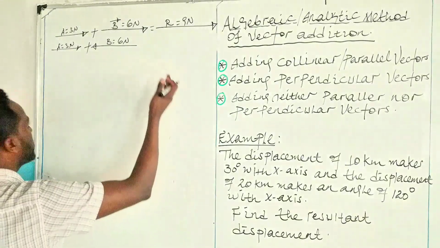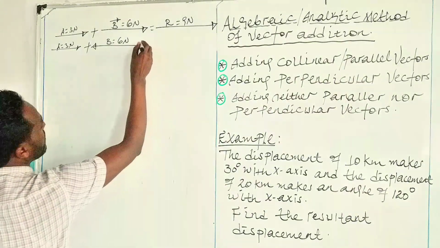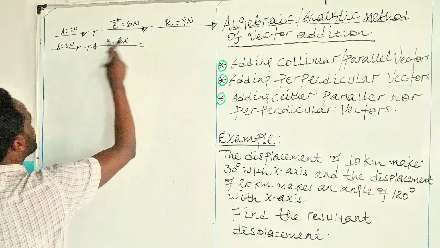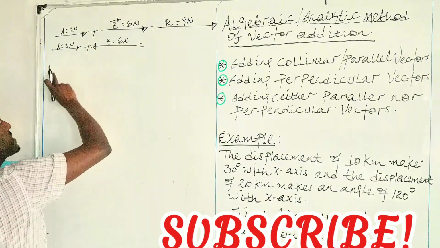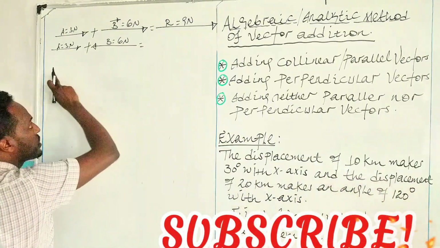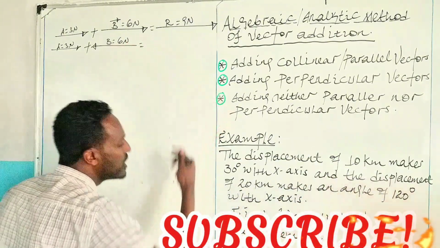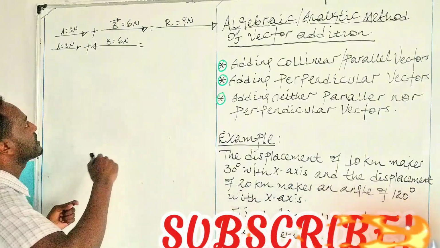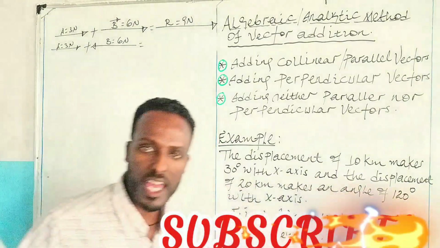If they are acting in opposite directions, the summation of the two vectors is 6 Newton minus 3 Newton, which is what? 3 Newton, and the direction of the resultant vector is in the direction of the larger vector.